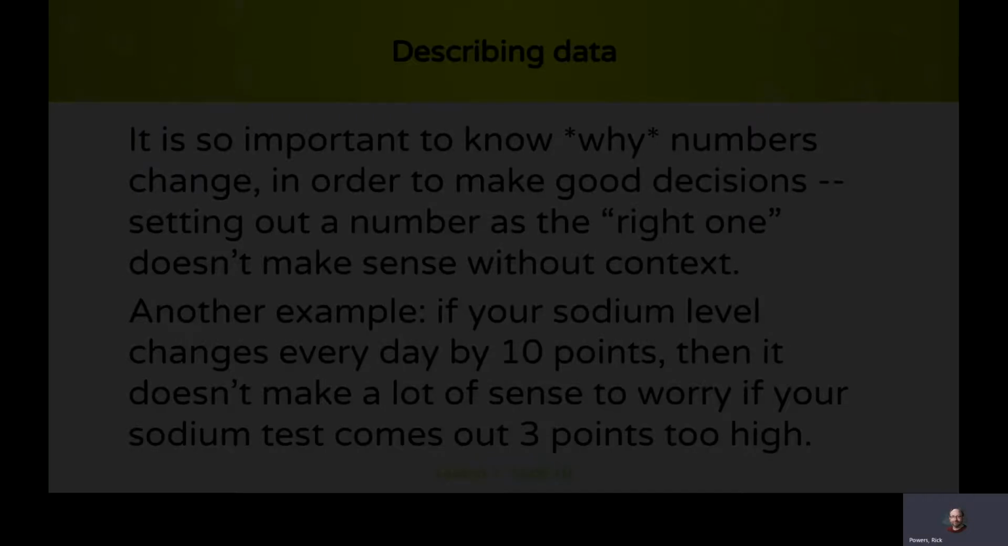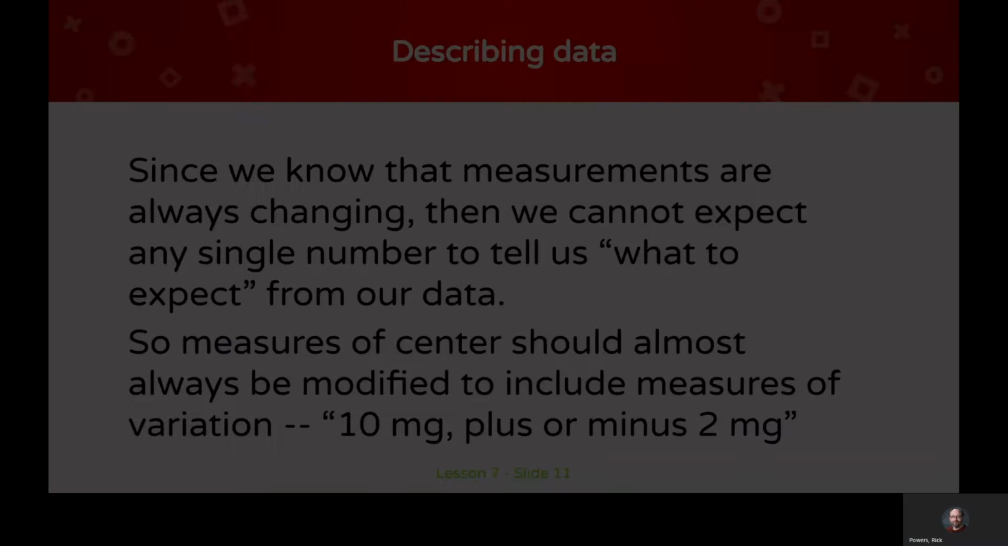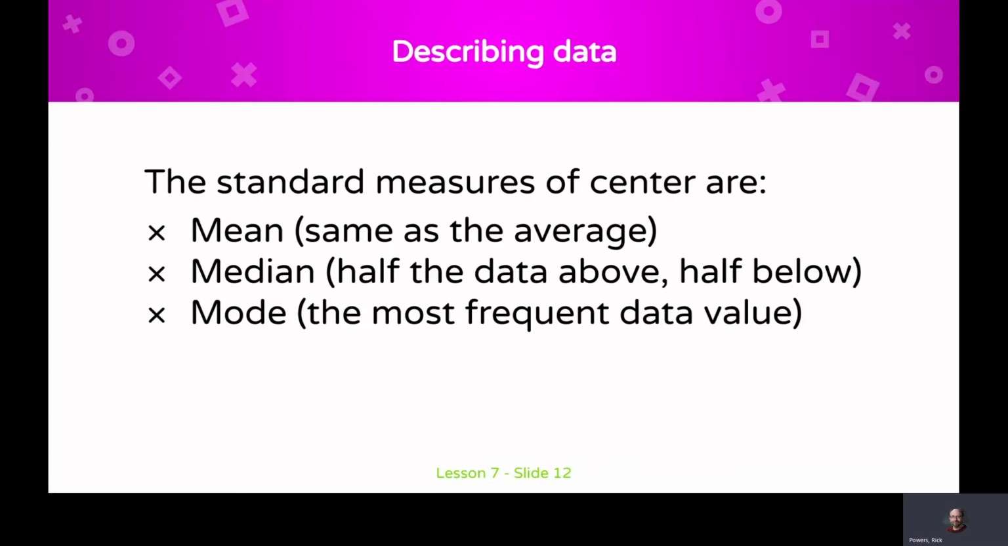Since we know that measurements are always changing, then we cannot expect any single number to tell us what to expect from our data. So measures of center should almost always be modified to include measures of variation, 10 milligrams plus or minus 2 milligrams. The standard measures of center are the mean, same as the average, the median, half the data above, half below, the mode, the most frequent data value.